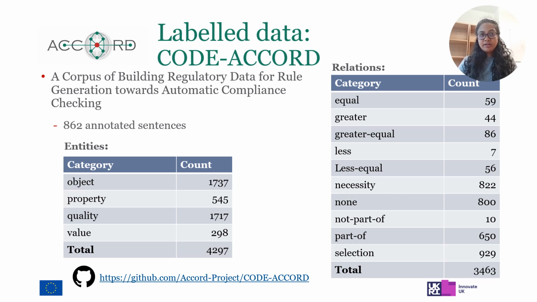As labeled data, we use the Code Accord corpus, which is also developed as a part of the Accord project, to power the SNOWTEC pipeline. Similarly, this dataset can be used to train or fine-tune machine learning modules, mainly targeting entity and relation extraction from building regulations. Here you can see a summary of Code Accord's data statistics and distributions. Please refer to our GitHub page for more information about this dataset.